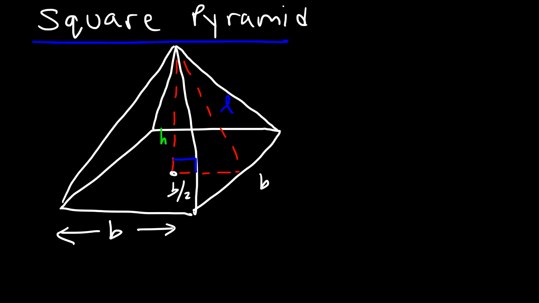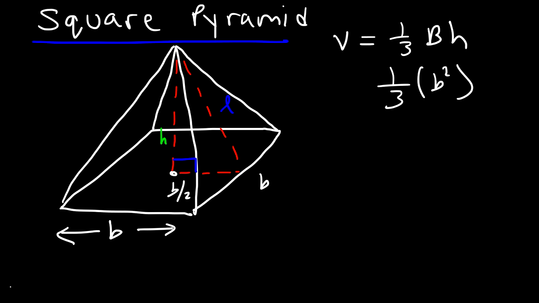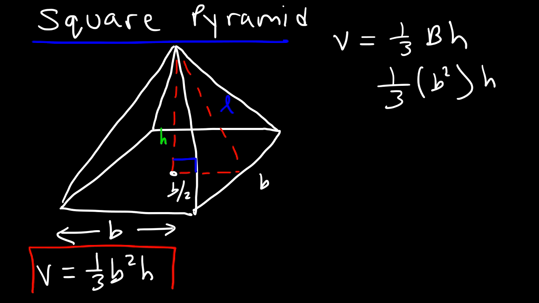Now the volume of a square-based pyramid is going to be 1/3 times the area of the base times the height of the pyramid. Now the base is a square, and the area of a square is length times width, or b times b, which is b squared. So capital B is equal to lowercase b squared. That's the area of the base, or the area of the square. So times the height. So therefore the volume of a square-based pyramid is 1/3 b squared times h, where lowercase b is the length of the square on the bottom.